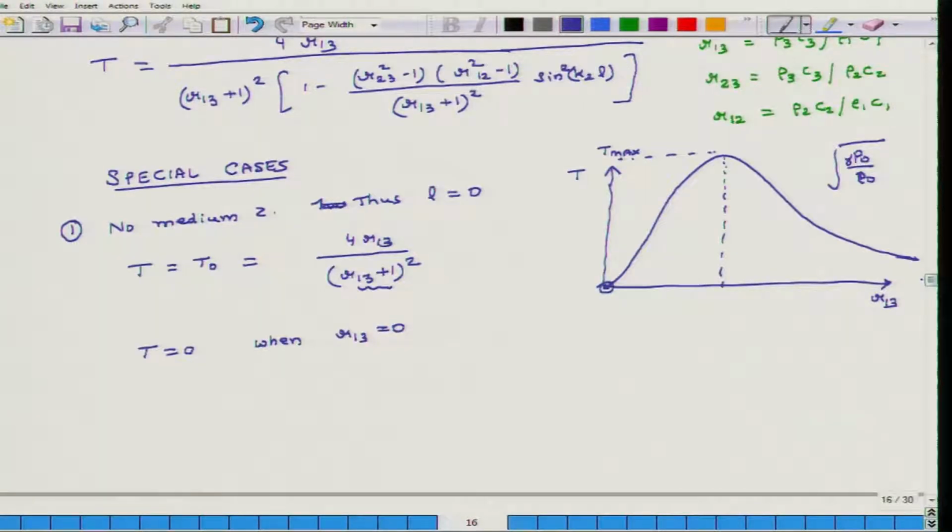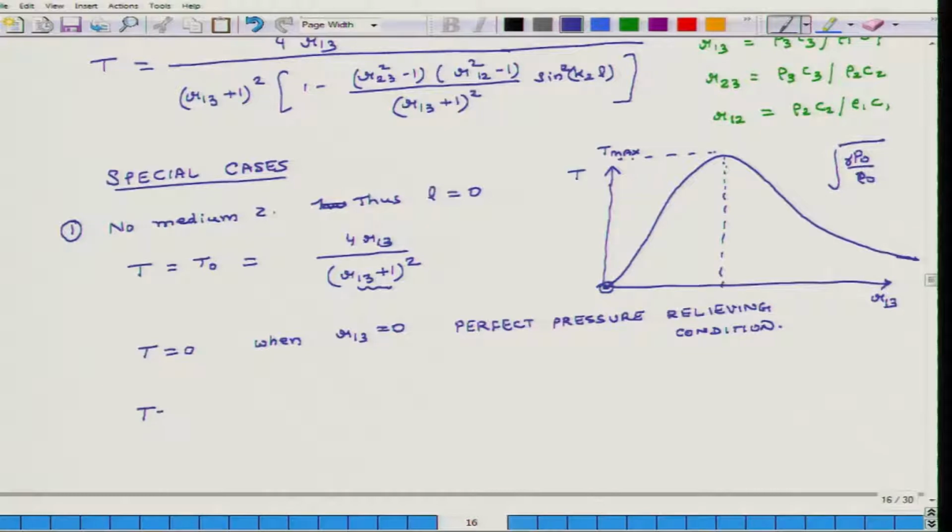So T is 0 when R13 is 0, and this type of a condition is known as perfect pressure relieving condition. What that means is that whatever pressure is there in the first medium, at the interface it gets relieved and it becomes 0. So that is the first condition.